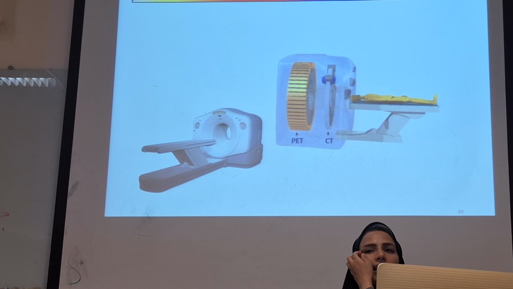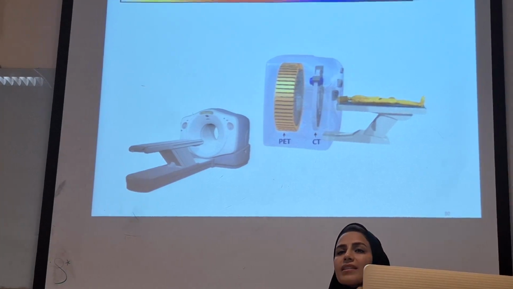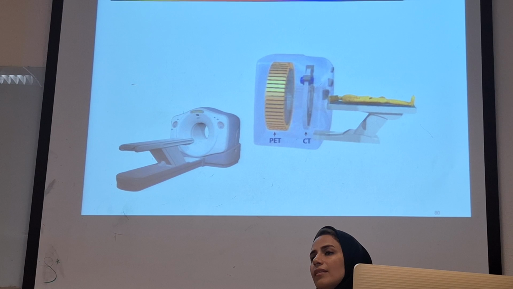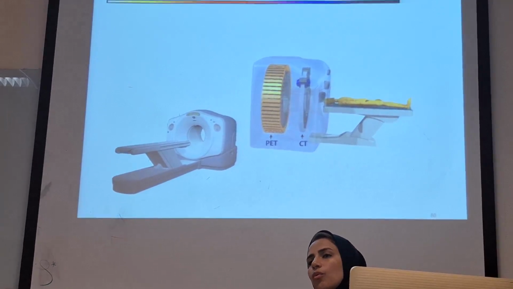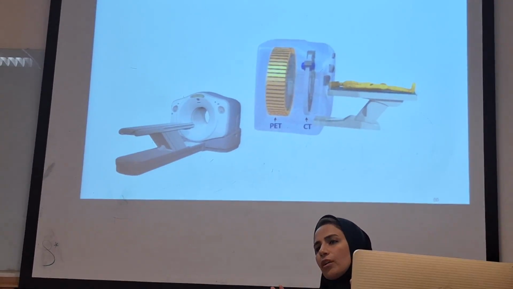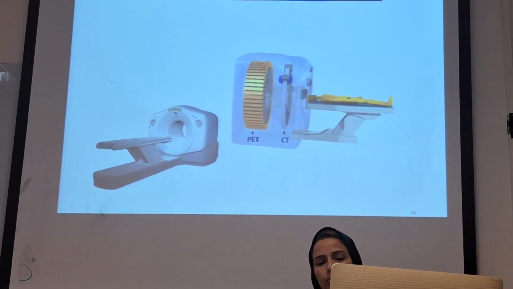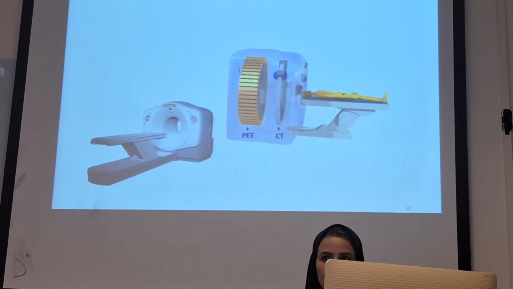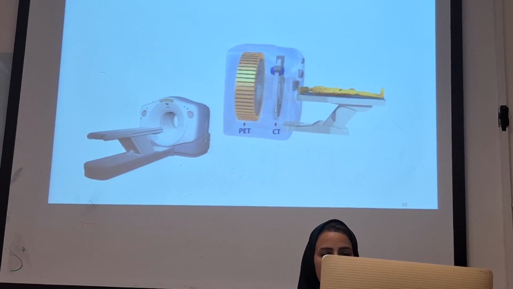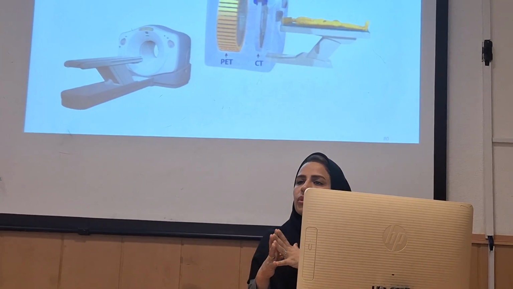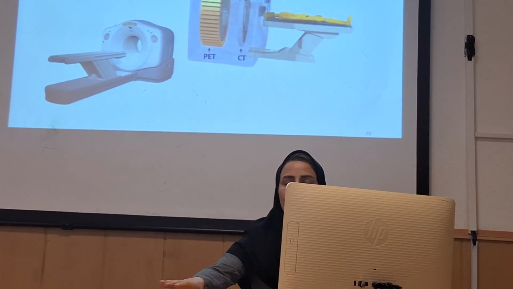I said in the SPECT we can use the SPECT/CT. Why use the CT? To have the anatomical localization. In the PET again, this is the detectors, and again we can combine with the CT scan to get anatomical and functional imaging.